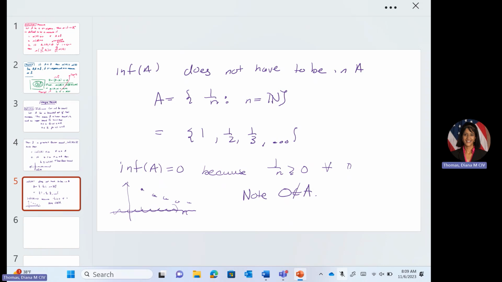I could make a sequence that doesn't have a limit. I hate people who make these kinds of examples, but I'm going to do it. Here it's 0, here it's this, here it's 0, here it's this. I can make a sequence that goes like this. So the infimum is 0, and it doesn't have a limit. But there's a subsequence that has a limit. You always have a subsequence that has a limit.